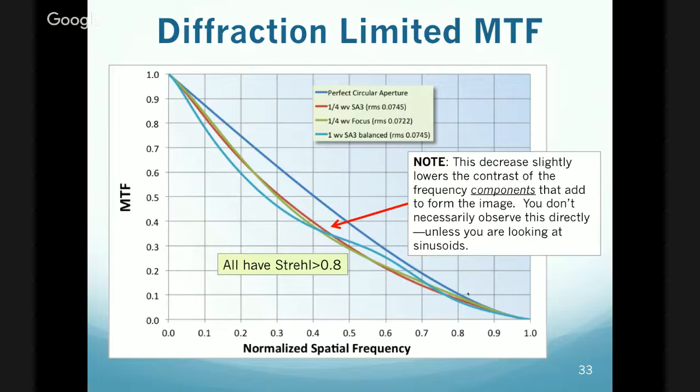You observe the effect of having these lowered components, these slightly different amplitudes that go into forming the image. So you don't necessarily look directly at this unless you're looking at sinusoidal images. We usually don't look at sinusoidal images, okay? And by the way, all of these three aberrations that I've shown have a Strehl greater than 0.8.